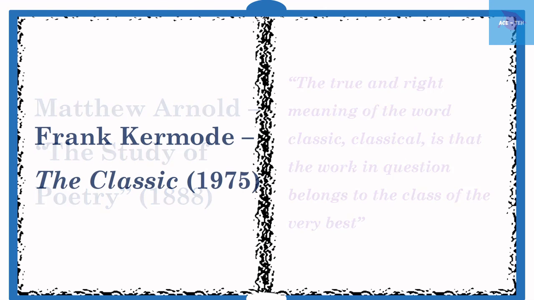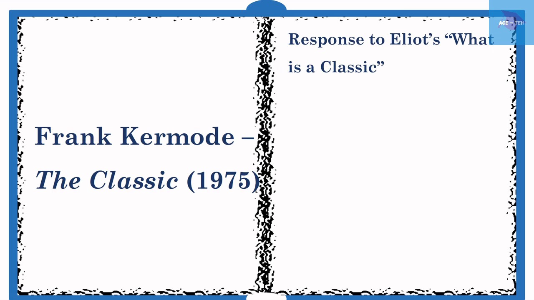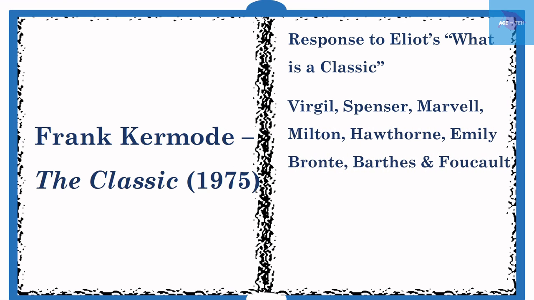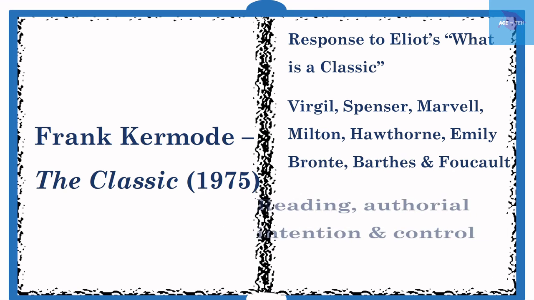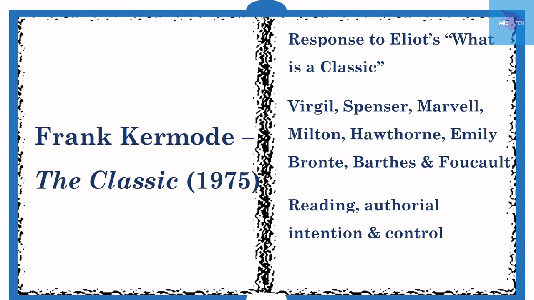Frank Kermode, a British literary critic, in his work The Classic, published in 1975, written as a response to Eliot's What is a Classic, discusses the works of Virgil, Spenser, Marvell, Milton, Hawthorne, Emily Bronte, Barthes, and Foucault. He answers questions of reading, authorial intention, and control, and earning a place in the canon of classic literature.